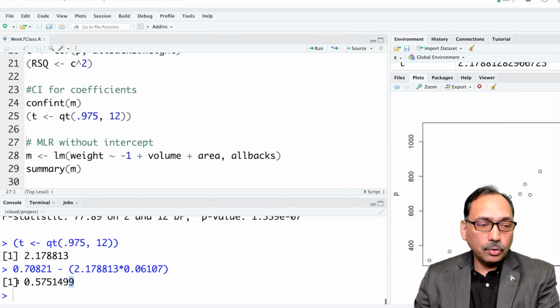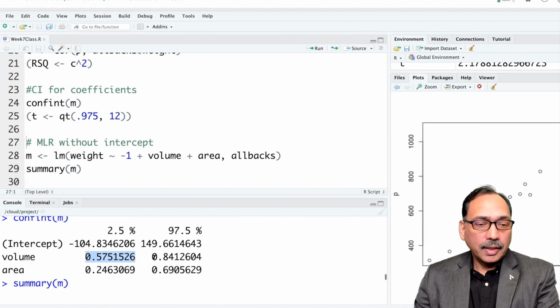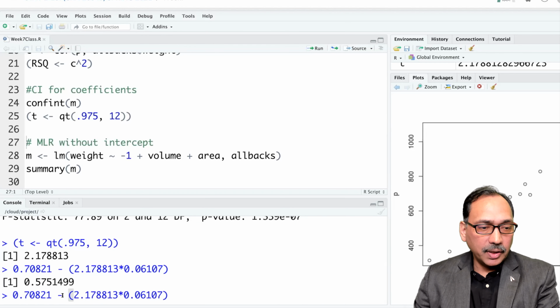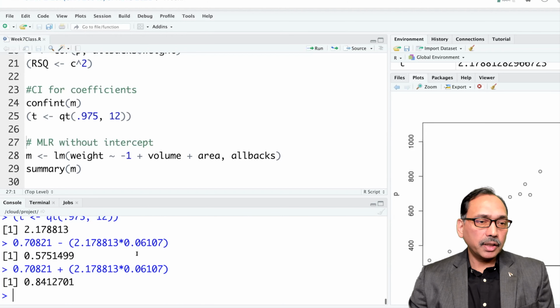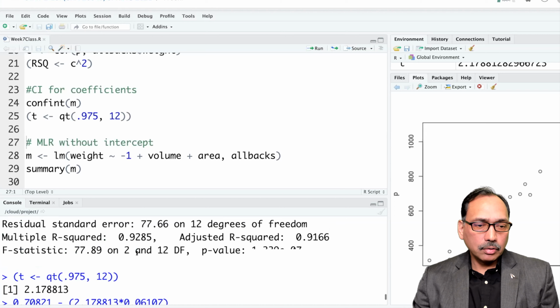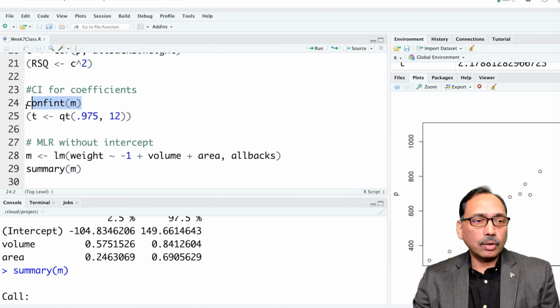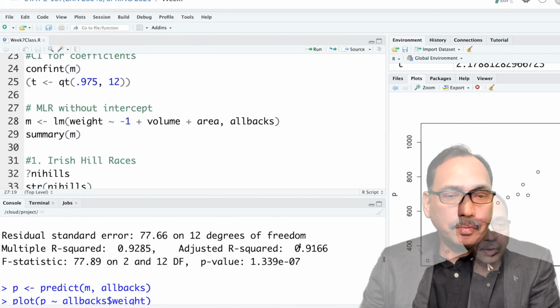So that gives you a lower limit of 0.575, this number here. And the other one is 0.84. So instead of minus, if you do plus here, you get that. So these are how you are calculating those numbers, but confidence interval for M will automatically give you both lower and upper.